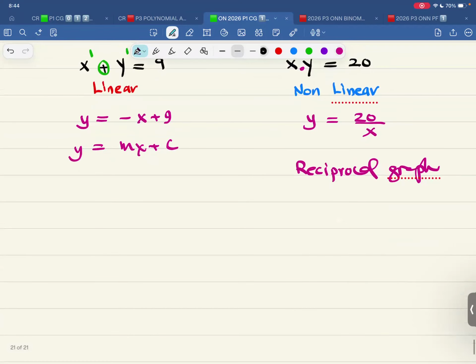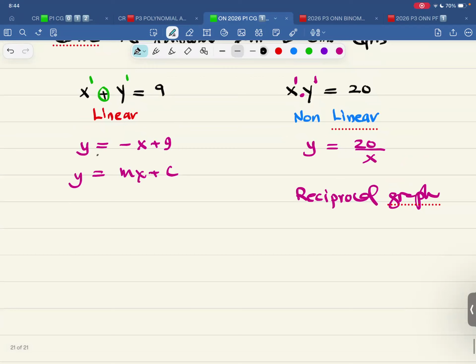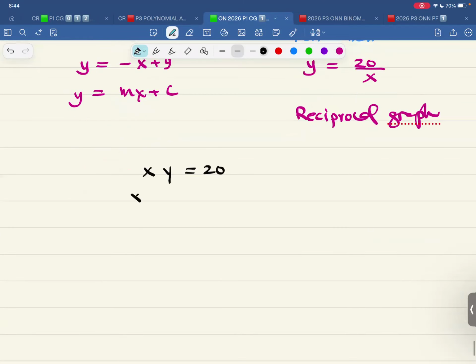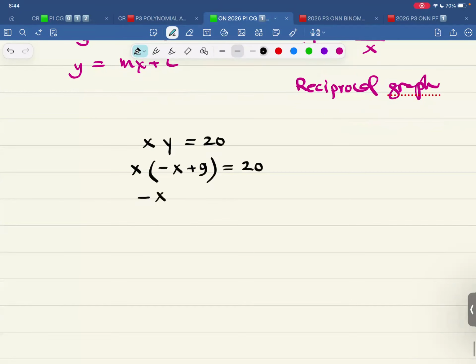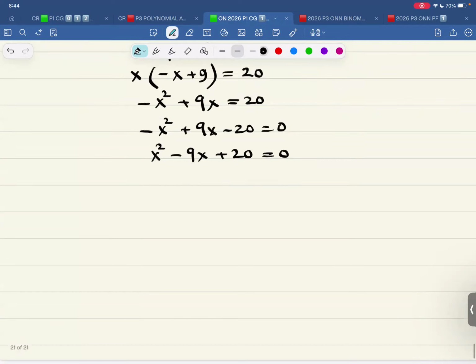Now, when I want to solve it simultaneously, I can make y the subject, that is y is equal to minus x plus 9. So xy is equal to 20. X into minus x plus 9 is equal to 20. Negative x square plus 9x is equal to 20. Negative x square plus 9x minus 20 is 0. Therefore, x square minus 9x plus 20 equals 0.